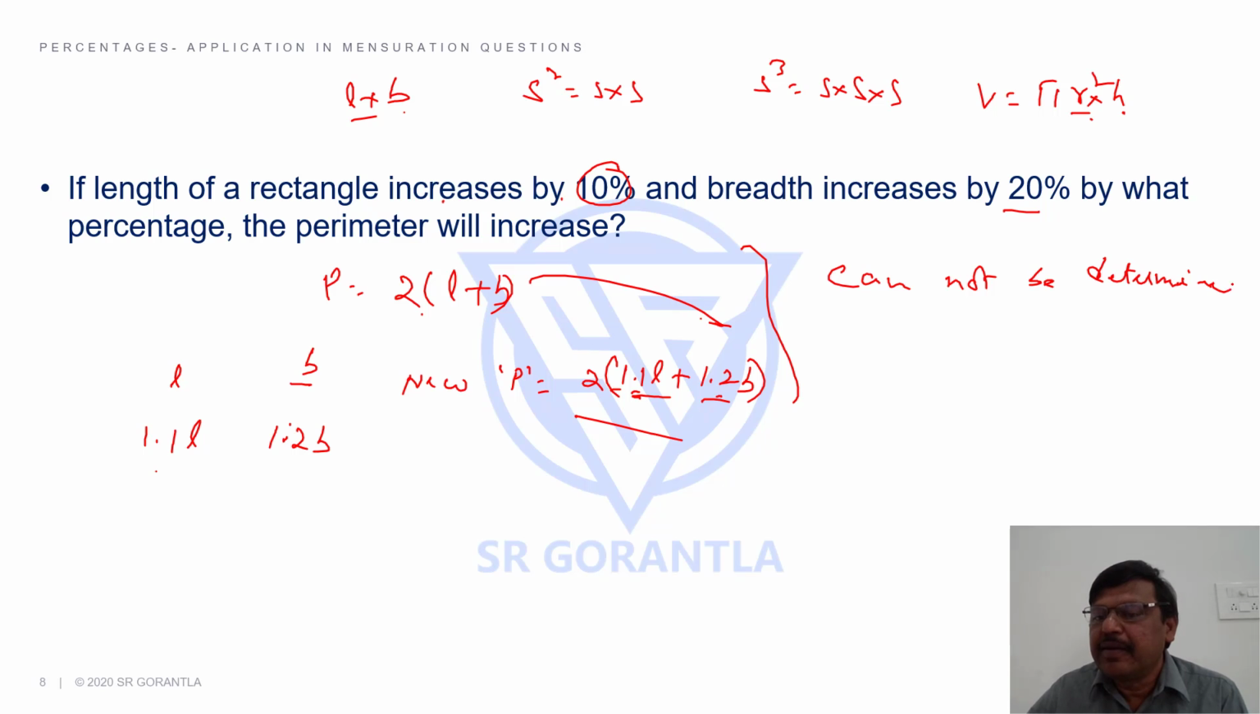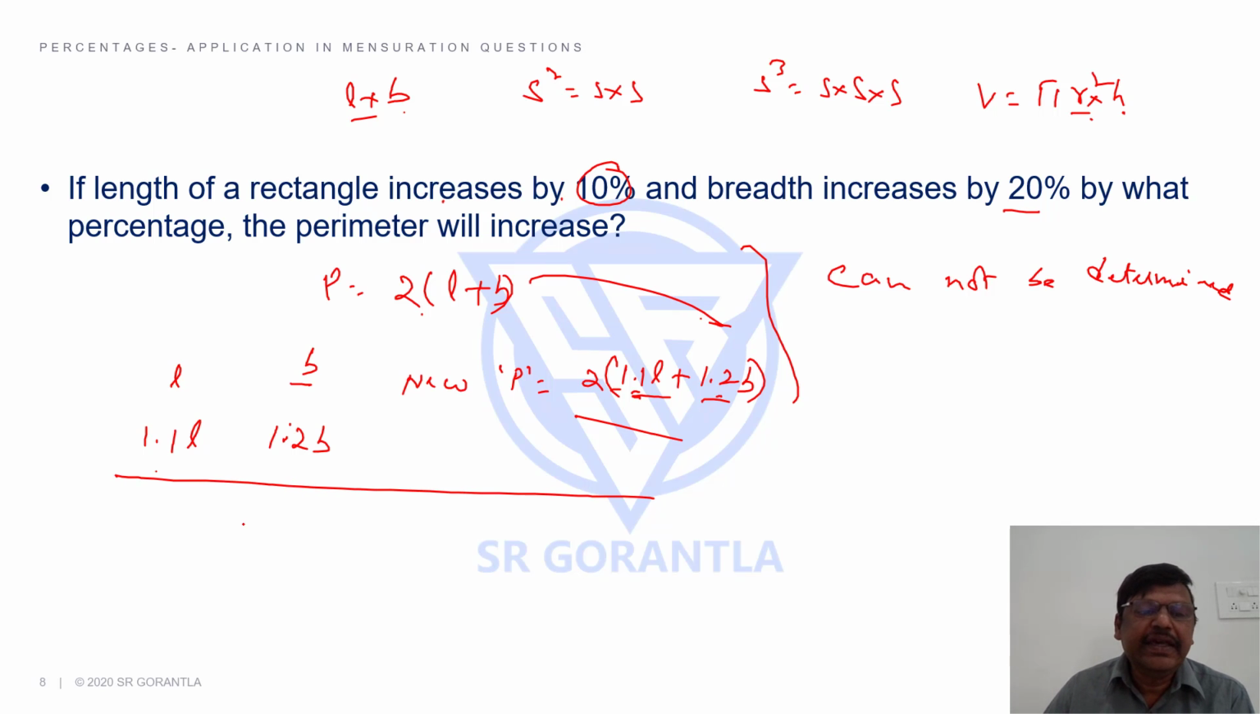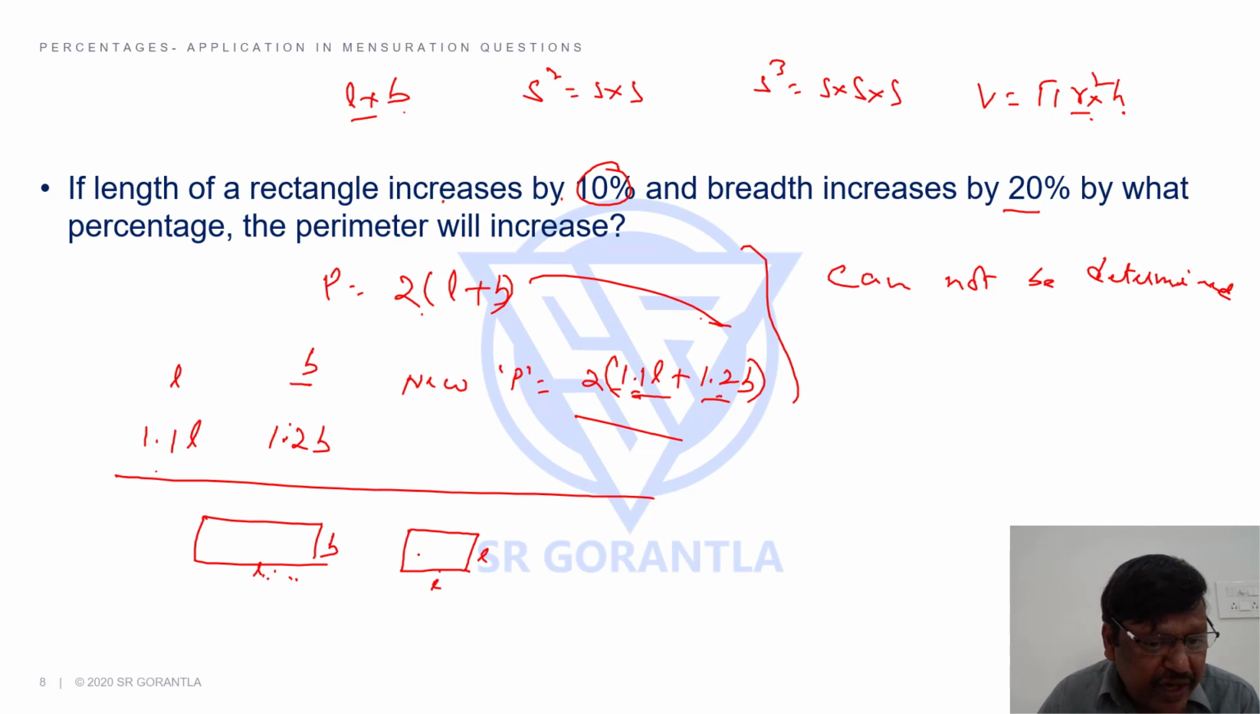Cannot be determined. However, there is one extra point I would like to add here. See, a rectangle is what? In a rectangle, length, larger side is called length and shorter side is called breadth. Suppose if length and breadth are equal in a rectangle, that is called a square. Please remember, a square is also a rectangle. Only thing is this length and breadth are equal, right?